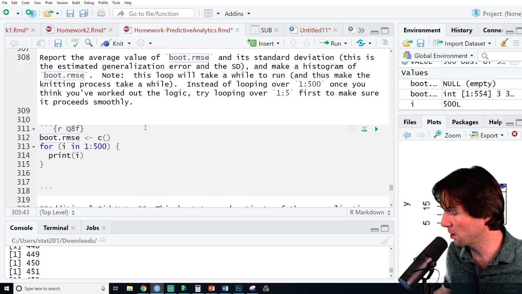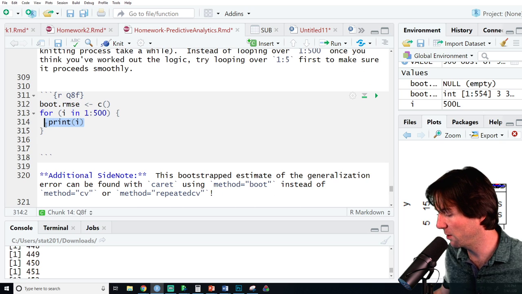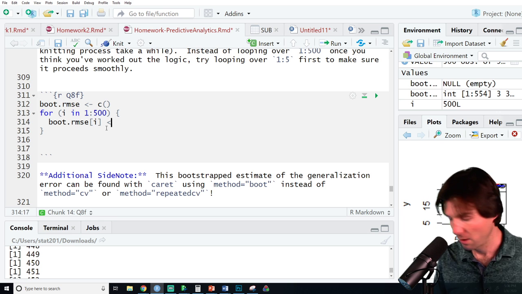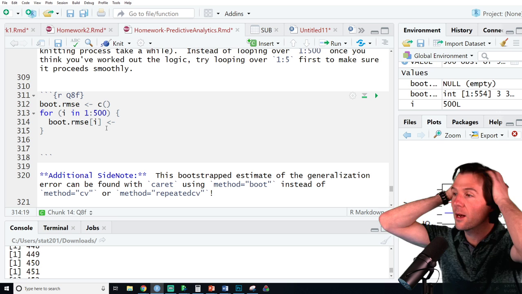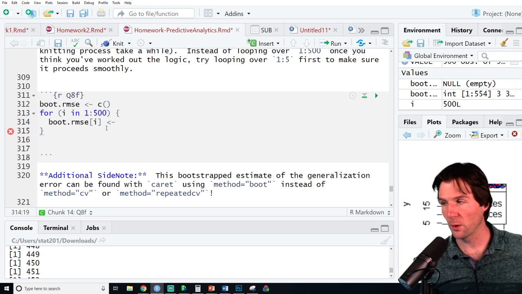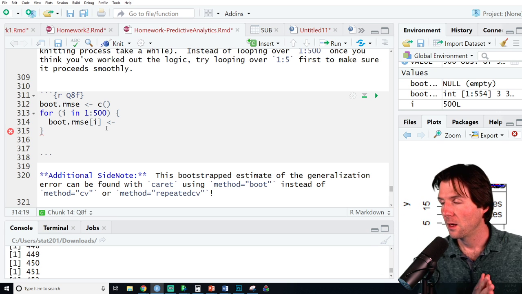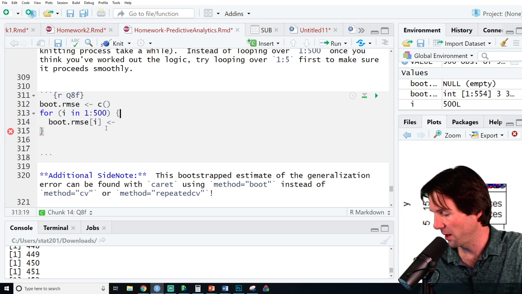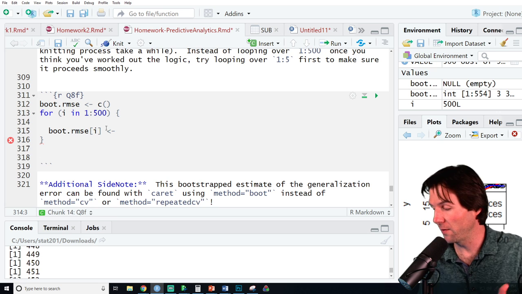So we have to go through here and we need to go to boot RMSE. We need to store into the ith position of it. Let's think about how we do root mean squared error. This is very important right here. We actually don't have everything we need yet, but I'm going to write some of it right here.